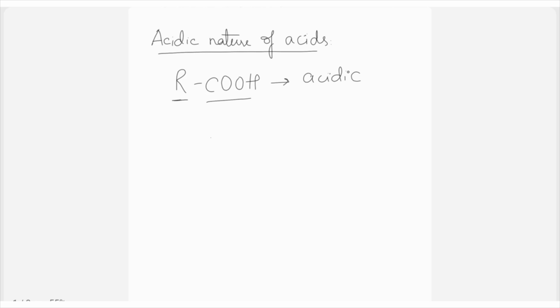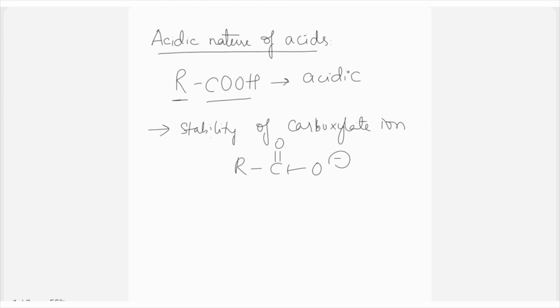Their strength also will differ according to the stability of the carboxylate ion. Just like we have seen in the case of phenol, here also based on the stability of carboxylate ion. What is carboxylate ion? It is RCOO minus. This is nothing but the carboxylate ion. So based on its stability, the acidic nature will vary.